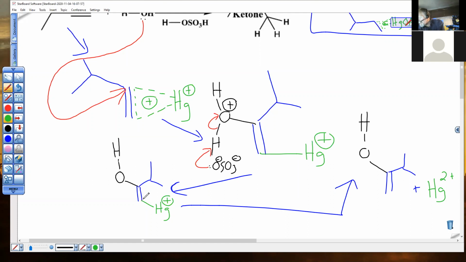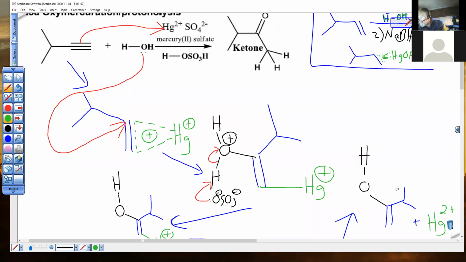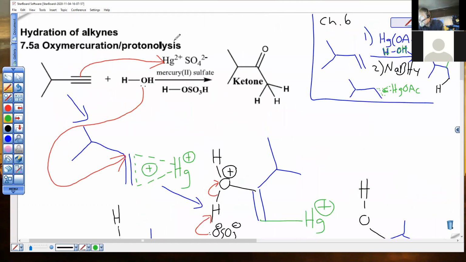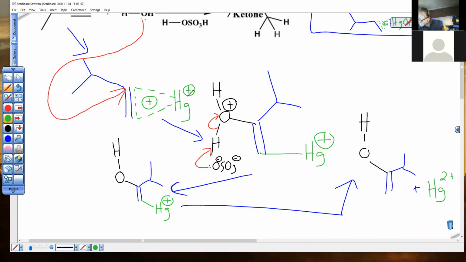4 bonds to carbon, 3 of them are showing, therefore 1 H is here. 4 bonds to carbon, 2 of them showing, therefore 2 bonds to H. There's a new H there. Where'd it come from? It came from this part of the name, and it came from, very surprisingly, sulfuric acid, which hasn't even reacted yet. That should be surprising to most.